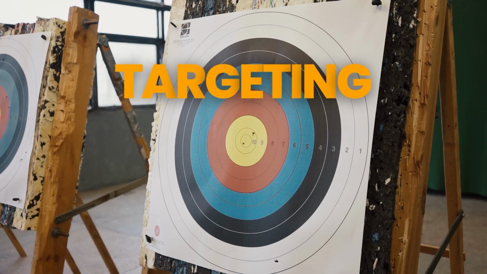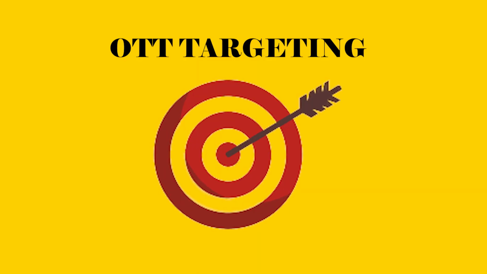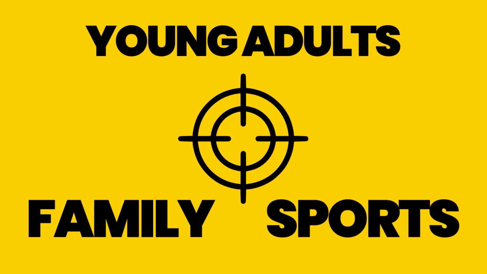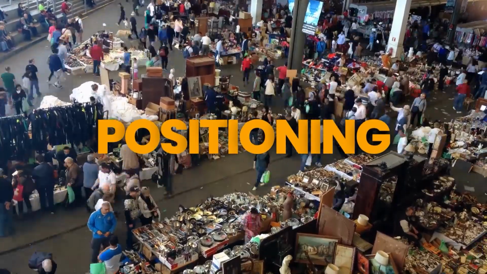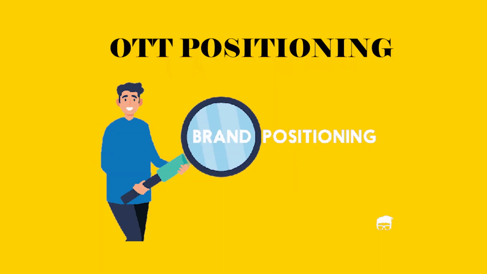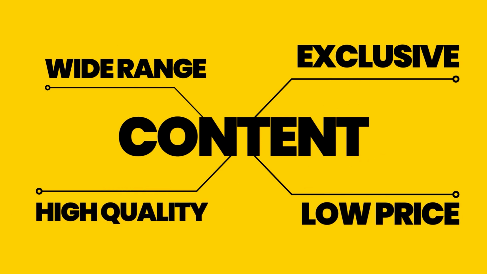Targeting involves choosing which segments of the market to focus on. An OTT provider might choose to target specific segments such as young adults, families, or sports enthusiasts. Positioning involves creating a unique image or identity for the service in the minds of target customers. For example, an OTT provider might position itself as a provider of high quality exclusive content or as a provider of a wide range of content at a low price.